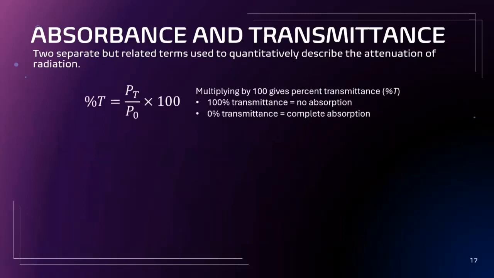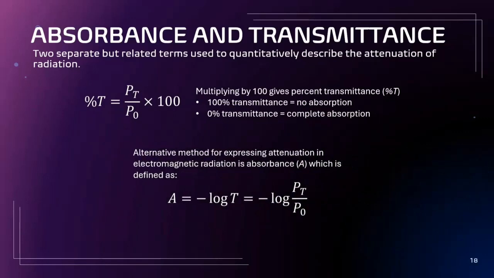Multiplying the transmittance by 100 gives the percent transmittance, which varies between 100 and 0%. 100 means that there is no absorption, and 0% means that there is complete absorption. All methods of detection, whether the human eye or a modern photoelectric transducer, measure the transmittance of electromagnetic radiation.